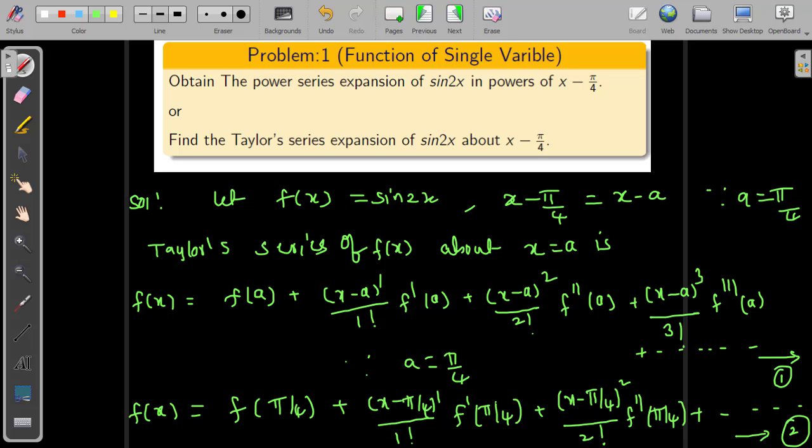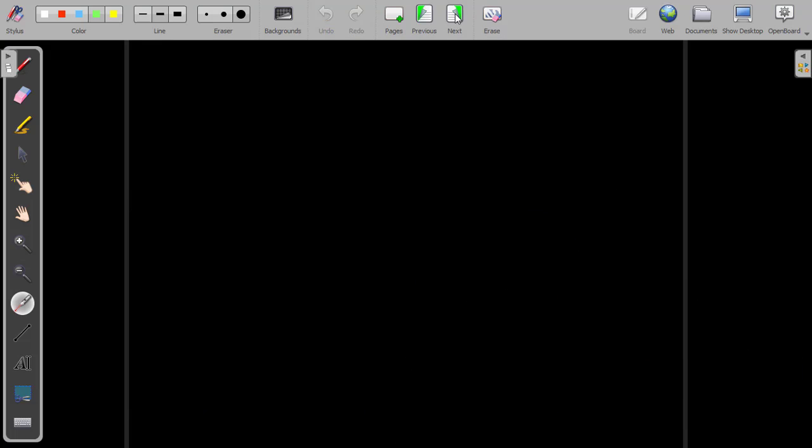Now the requirements as per equation 2 are: we need to find f of pi by 4, f dash of pi by 4, f double dash of pi by 4, f triple dash, and if required the fourth derivative also we will find out. Let's go for the next page. Here we need to find function values and derivative values.